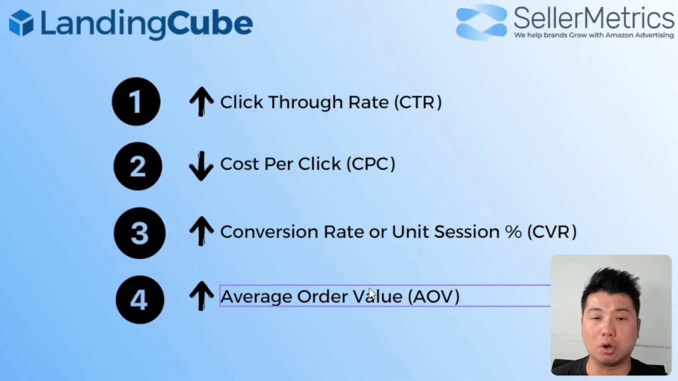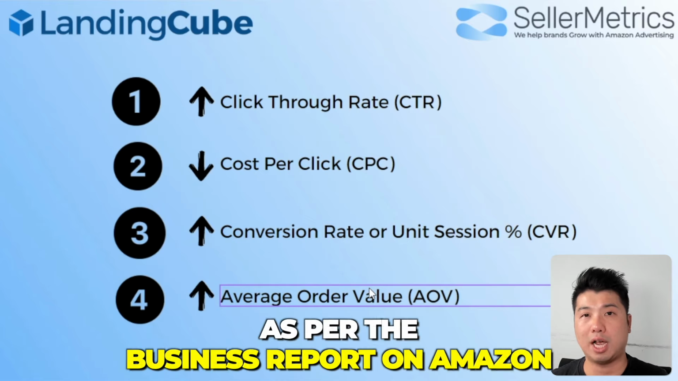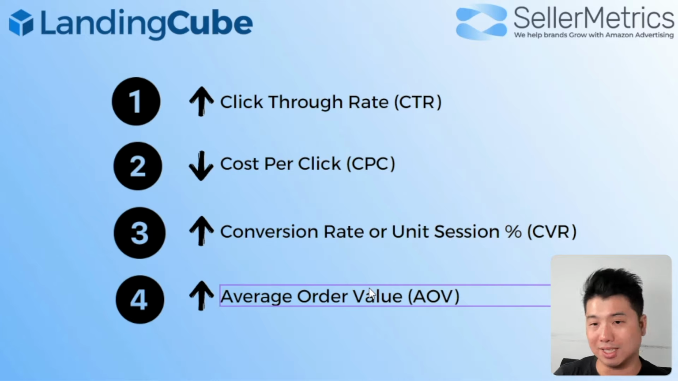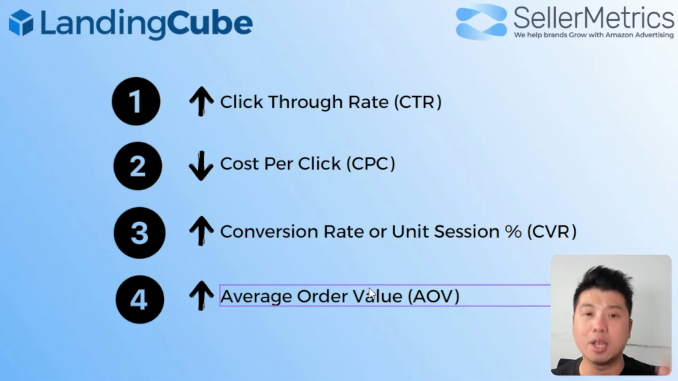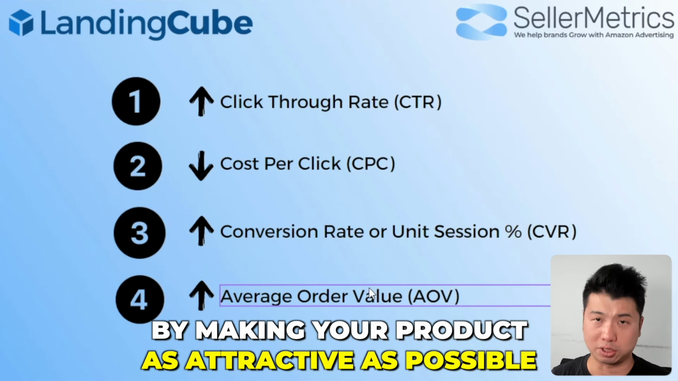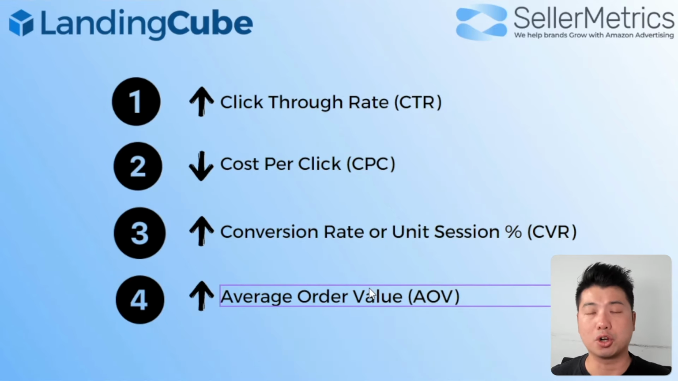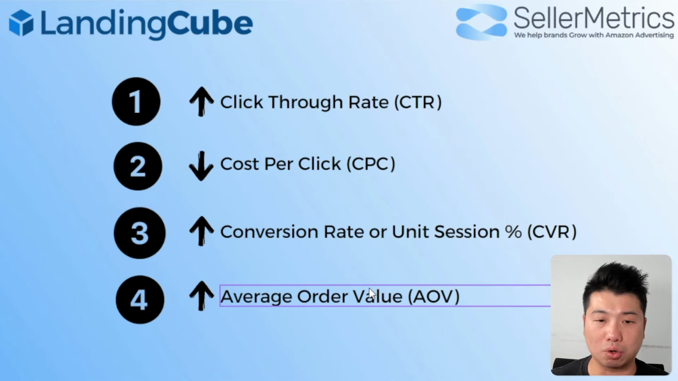Number 3, we are going to try to increase our conversion rate, or unit session percentage as per the business report on Amazon. They put that as a unit session percentage. It's really the conversion rate. So you're going to try your best to increase that by making your product as attractive as possible and also making a listing that converts. Lastly, number 4, you're going to try to increase your average order value. And I will give you some tips on how to do that when we get to that particular slide.